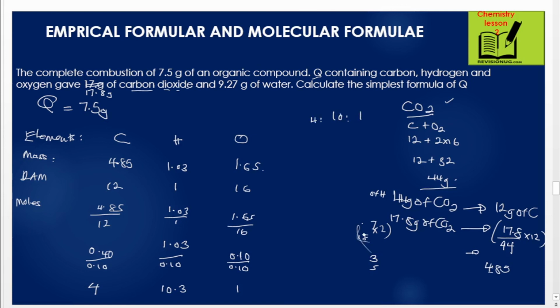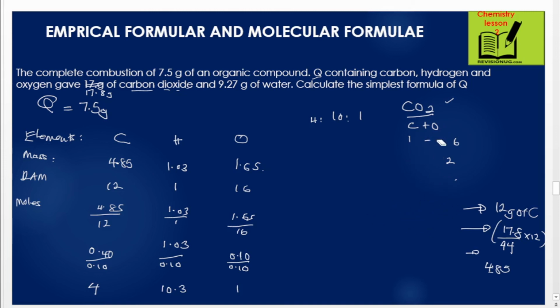And then the empirical formula here is C4H10O. So my dear learner, you've been a good learner.